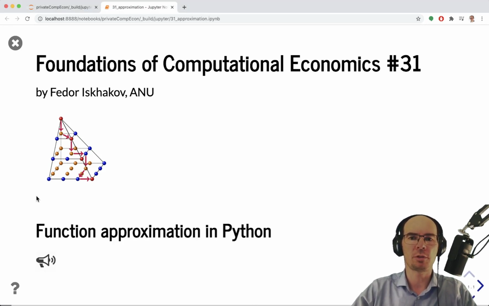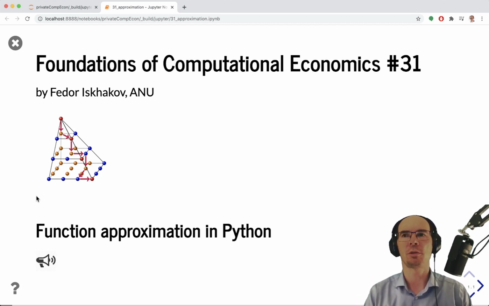In the previous video we solved the cake eating problem on the grid, which was motivated by trying to avoid the need to interpolate a value function in the next time period. And so we saw that the solution produced by that approach was very inaccurate. Now, in order to do a better job on solving the cake eating problem, in this video we will look specifically at how to approximate functions in Python.